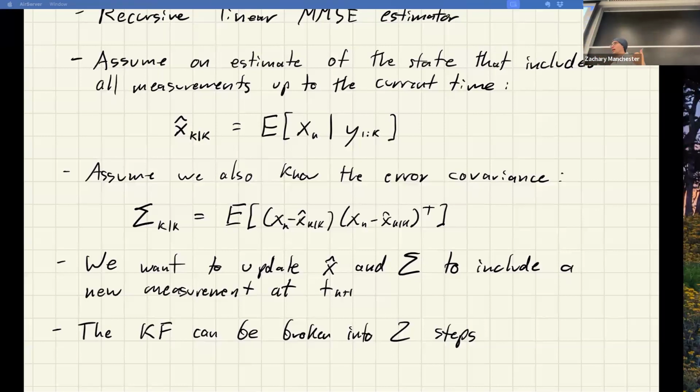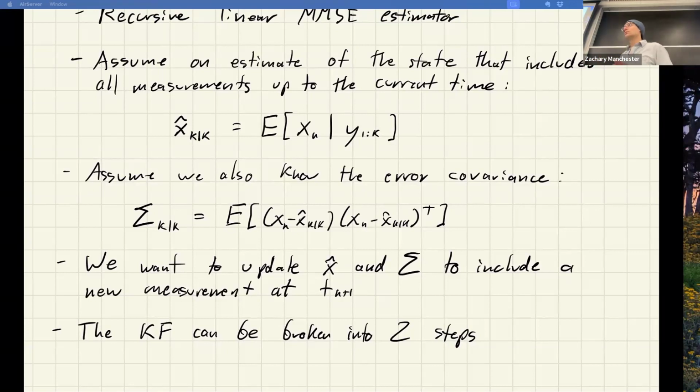Which is fine if you're doing it offline and you're analyzing a data set offline. But if you're on the robot in real time, you can't use future measurements to figure out where you are now, right? So this is purely a causal kind of thing where it's only taking into account past measurements that you have access to.